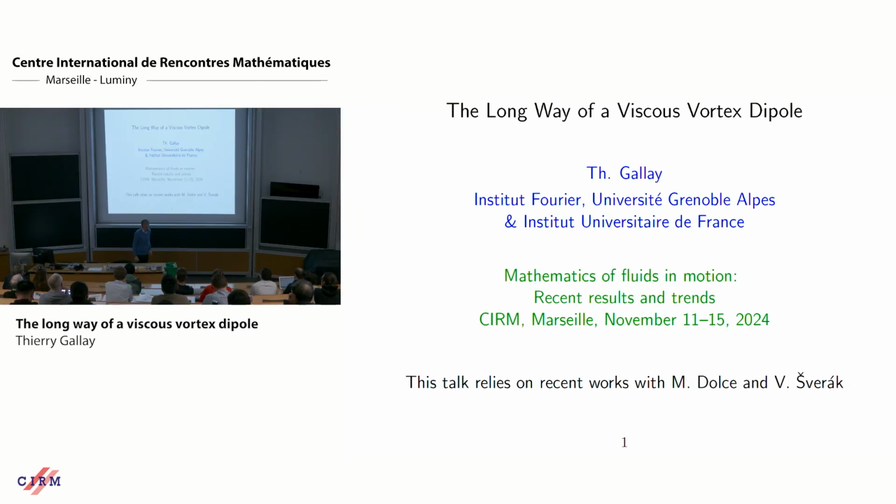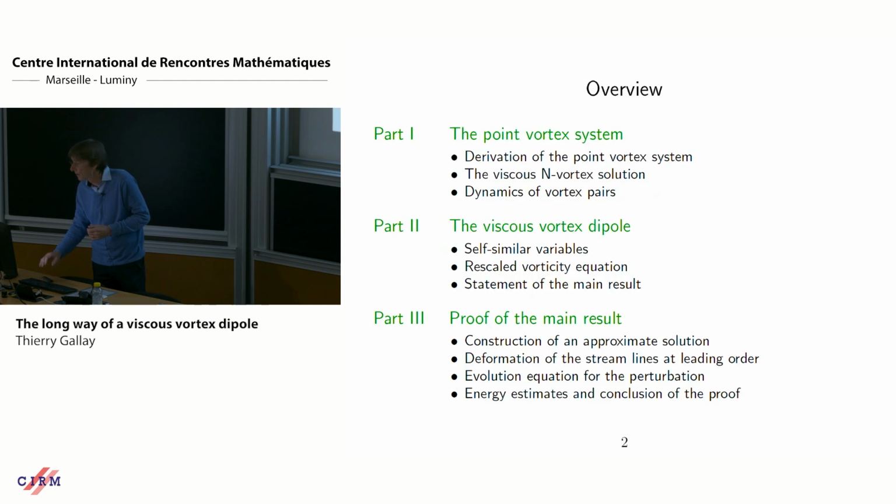Well, to make a long story short, we understand mainly the weak interaction regime where the vortices are widely separated. If you assume that the distance between the vortex centers is large compared to the typical size of the vortex cores, then you have some kind of weak interaction regime in which you can approximate the vortices by point vortices, and then you are reduced to an ODE system for the positions of the point vortices, and this is the celebrated point vortex system.